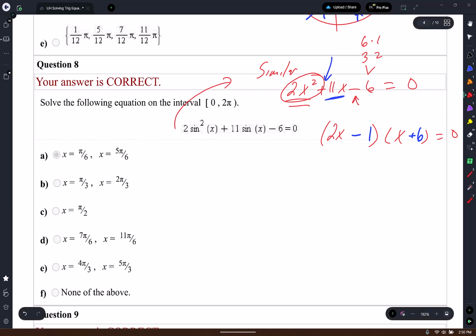Oh, it's the same thing, but the AC method is where you multiply these two and then you expand it to a group of 4 terms and then factor by grouping. Yeah, that's fine too.